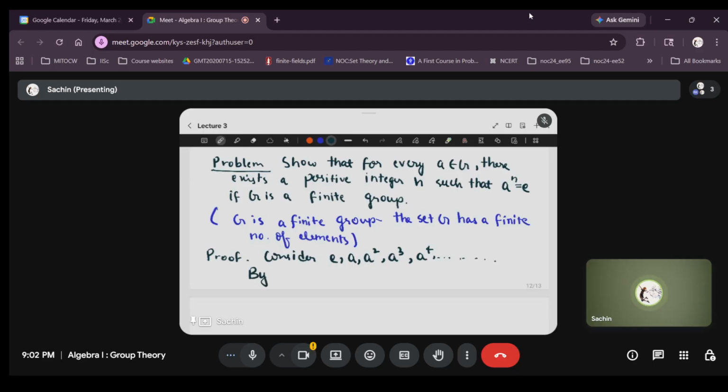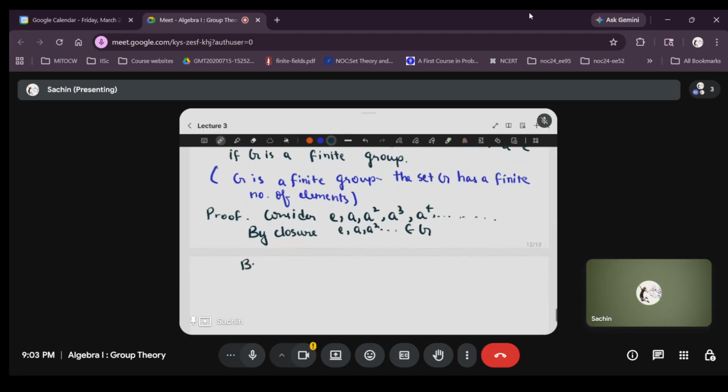Because of closure, A square etc. all belong to G, right? A square is A times A. By closure, A times A must be in G. Then A cube is A square times A. By closure that has to be in G. Similarly, A power 4, A power 5, etc. are all elements of G. So for any positive number n, A power n must be in G.